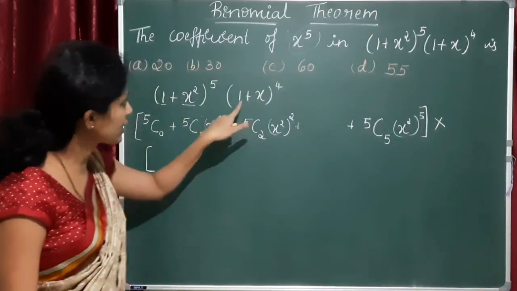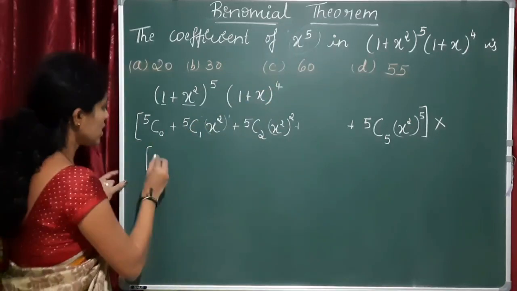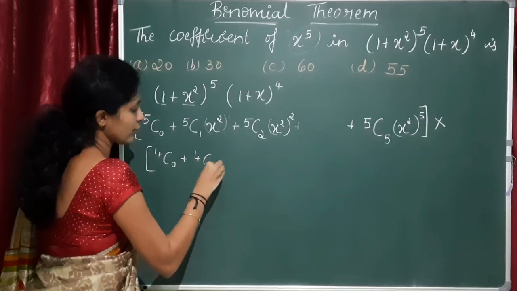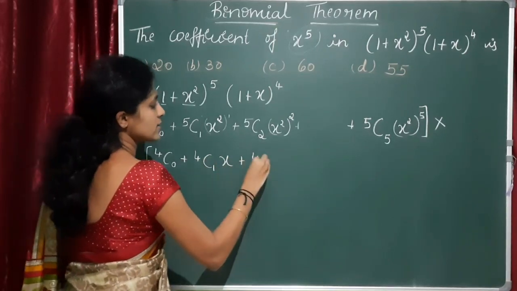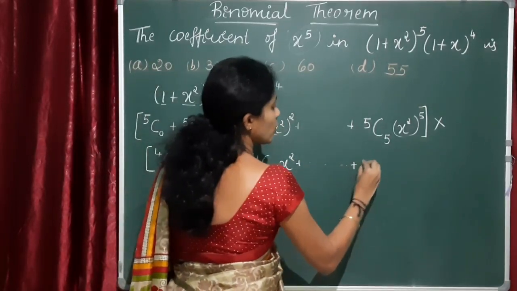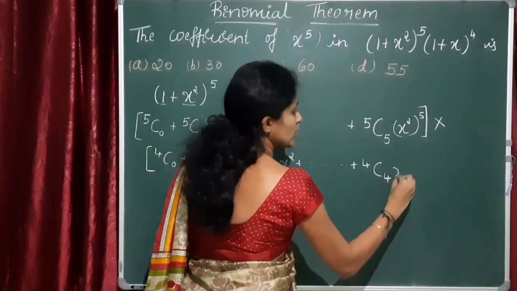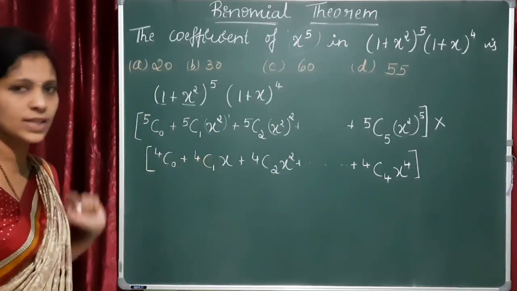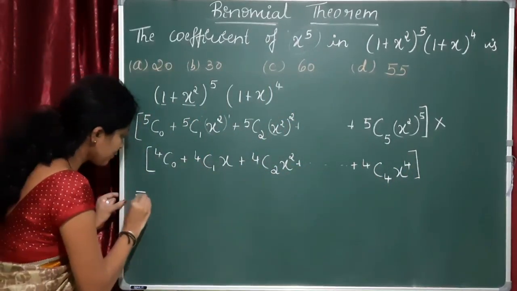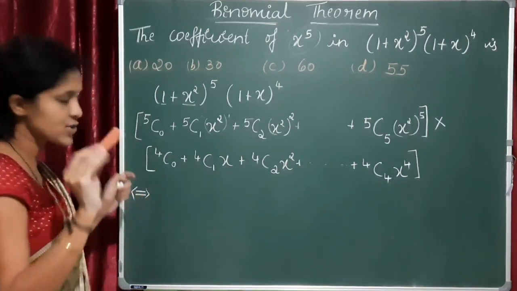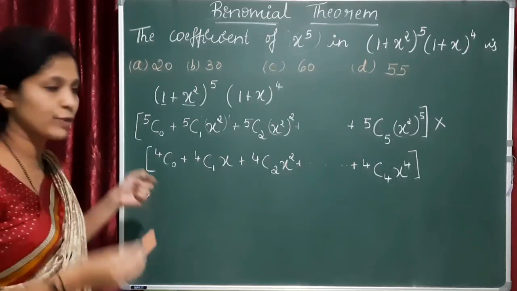This is multiplied with (1 plus x) whole to the power 4. So this will be 4C0 plus 4C1 x plus 4C2 x square. The last term will be 4C4 x to the power 4. Agree? So this is the product of these two. Now I need to find the coefficient of x to the power 5. So just multiply and check where you will get the coefficient of x to the power 5.